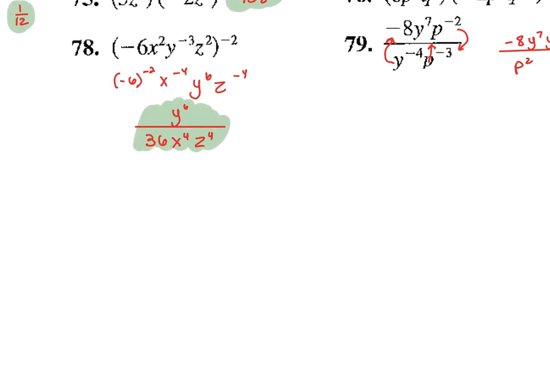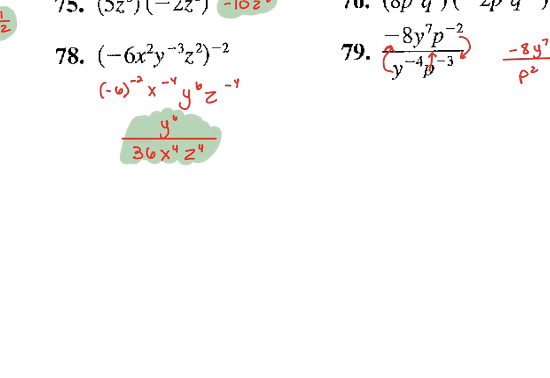Sure. 78. Okay, so two choices here. One is move that whole thing to the bottom, making the exponent on the outside positive. Or the second, because there's a mix of signs, which is probably what I would have done, is distribute the -2 and then move what's still negative. So this -6 is going to get raised to the -2.